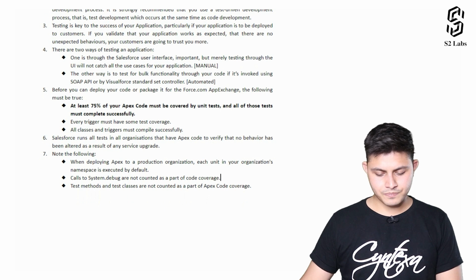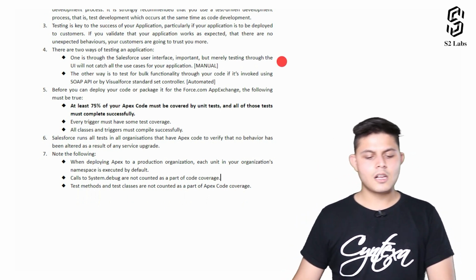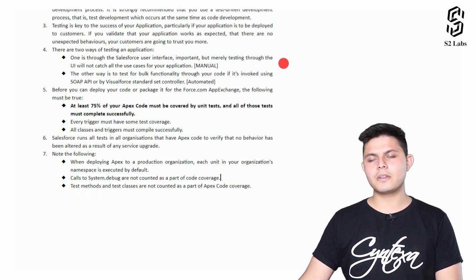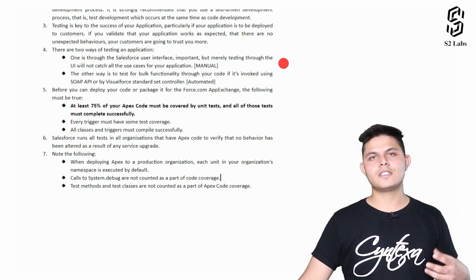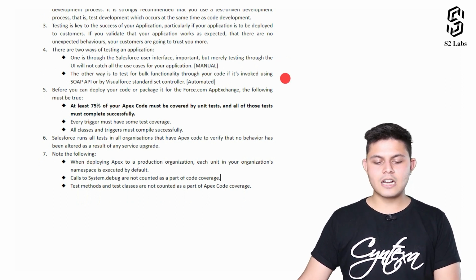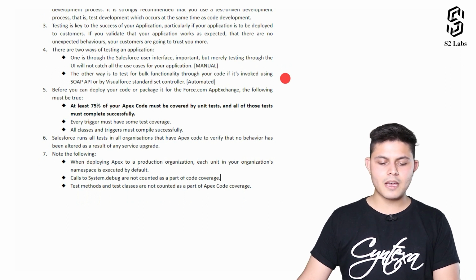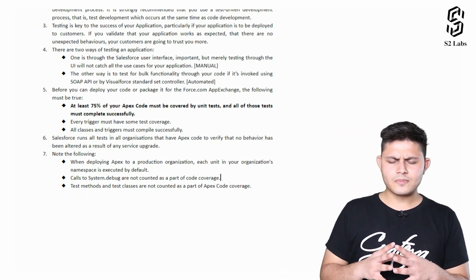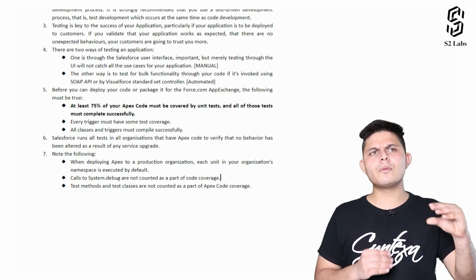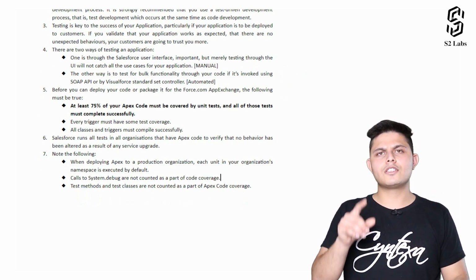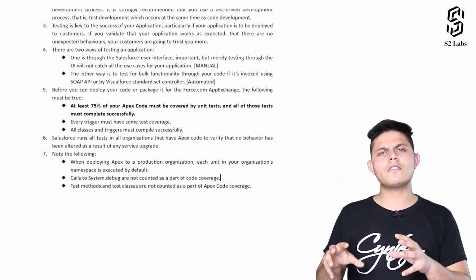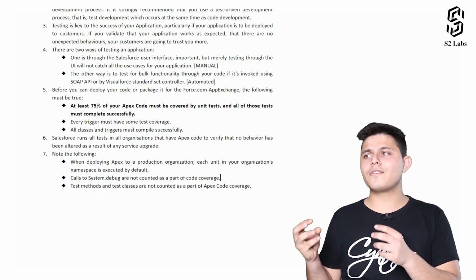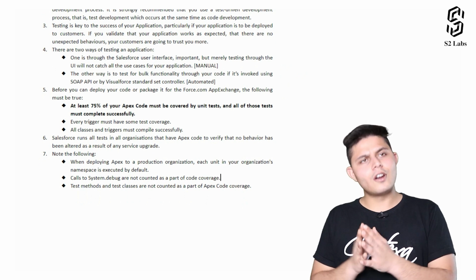Now, next, there are two ways of testing an application. One is through the Salesforce user interface, which is important, but merely testing through the UI will not catch all the use cases for the application. So again, this is manual testing, which we discussed earlier as well. The other way is to test for bulk functionality through your code, if it's invoked using SOAP API or by a Visualforce standard set controller, stuff like that. Manual testing is the simple way, which you can do by just going to the UI and doing some stuff. But you need to test your code for bulk data operations as well, and for different API callouts, if there are any, or different code that you have written.